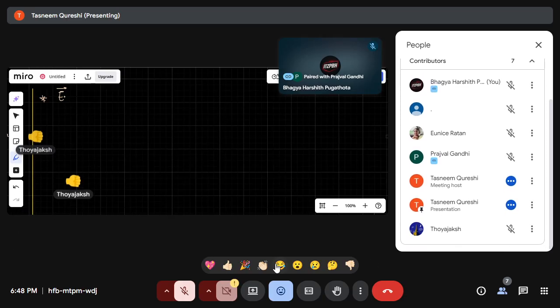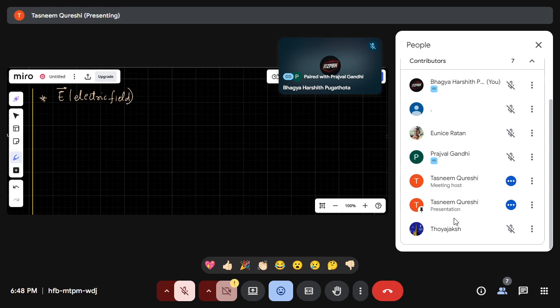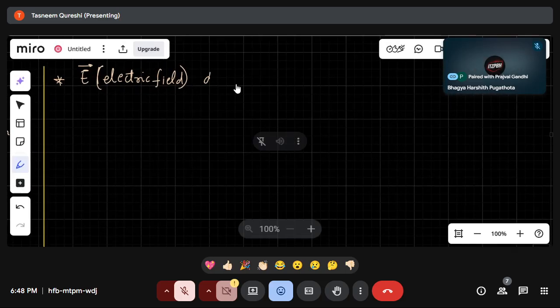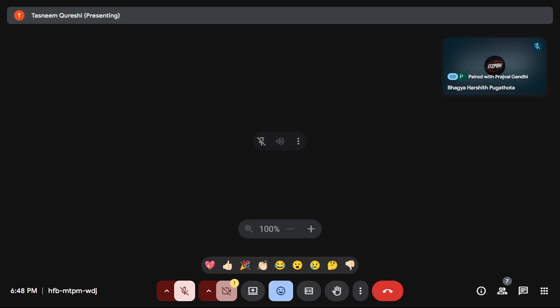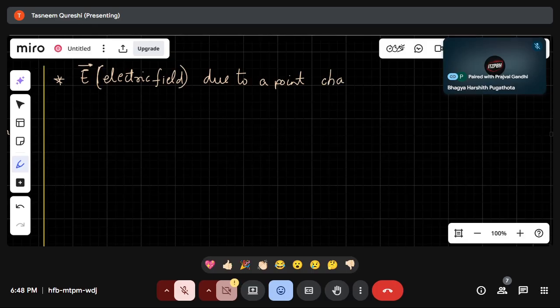So we'll write E bar. E bar means electric field. We'll use symbols. I'm writing it for the first time; again and again I will not write. E vector means electric field, though we have studied it 2 minutes before. Electric field due to a point charge. What does point charge mean? Point charge means the entire charge is at a single point.